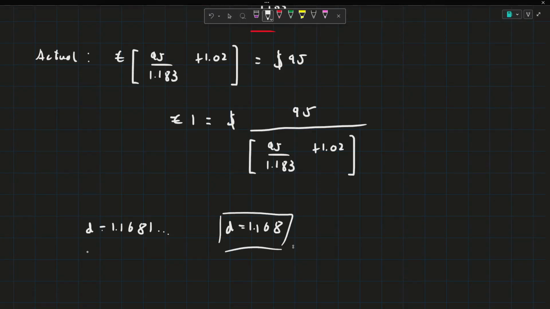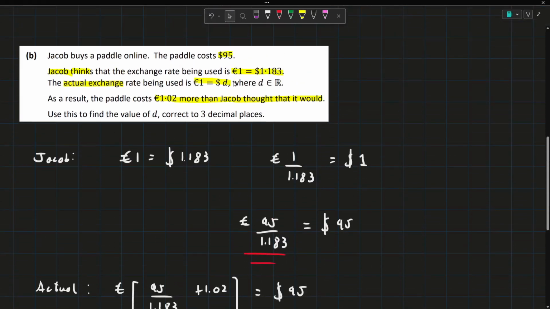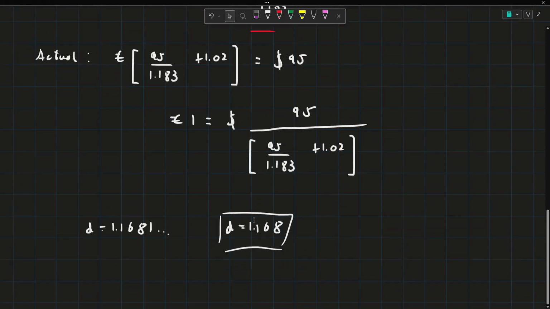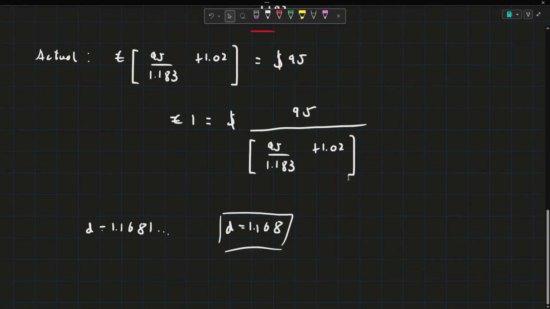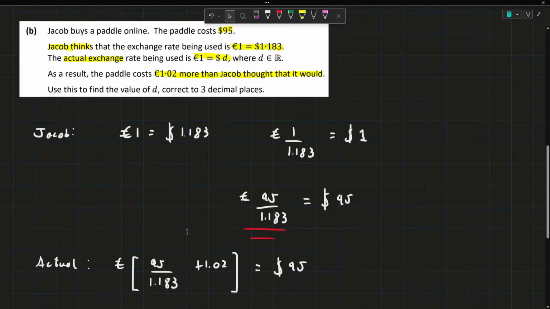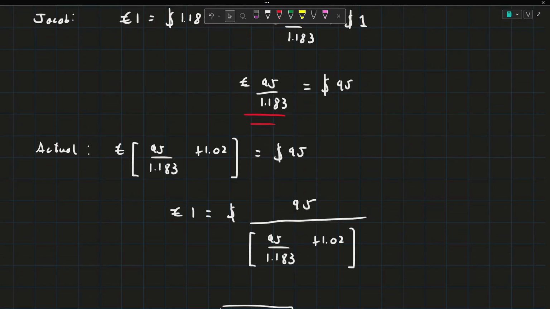They're not too strict about units here, but make sure that you don't put dollars on the units, because you can see there's already a dollar sign in front of D. So if you said D is $1.168, then that's like saying €1 equals like $1.168 squared, which doesn't really make sense. So D is just 1.168. And they're not too strict about units though, but just good to know.